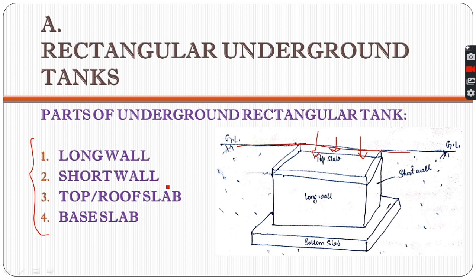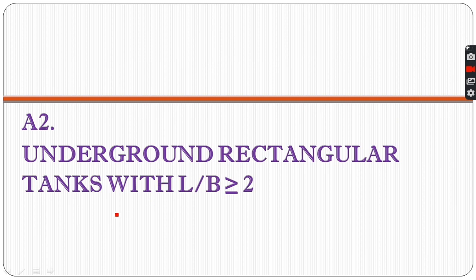Long walls and short walls are designed in the same way as in the previous case, depending on whether it is a rectangular tank or circular tank. So first we will do rectangular underground tanks with L by B greater than or equal to 2. I will be explaining only this type of tank because you have already done L by B less than 2 in the previous case, and the design of underground tank with L by B less than 2 will be exactly the same as done in the previous case, with the additions which I will be explaining in this slide.